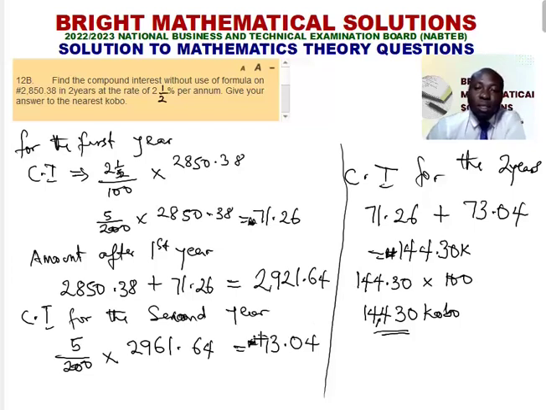Now to get this compound interest, there is another method. You can add this solution to the amount at the beginning of the second year. So after you've gotten your answer, whatever you get, you subtract the given amount from the final amount, and you get your compound interest. So it is still the same thing with this.